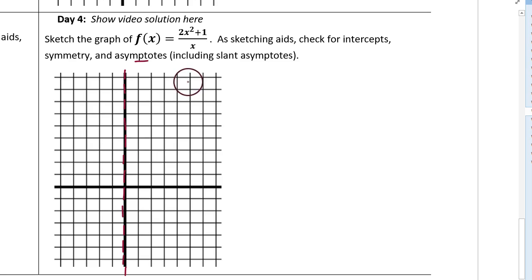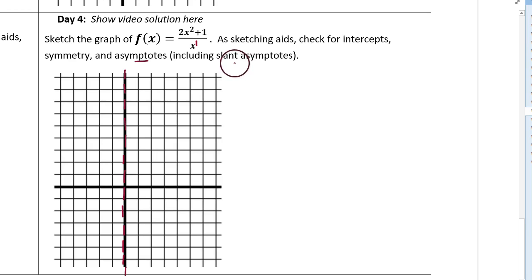Now let's consider any horizontal asymptotes. The degree of the numerator is 2. The degree of the denominator is to the first power. Because the degree of the numerator is greater than the degree of the denominator, there is no horizontal asymptote.